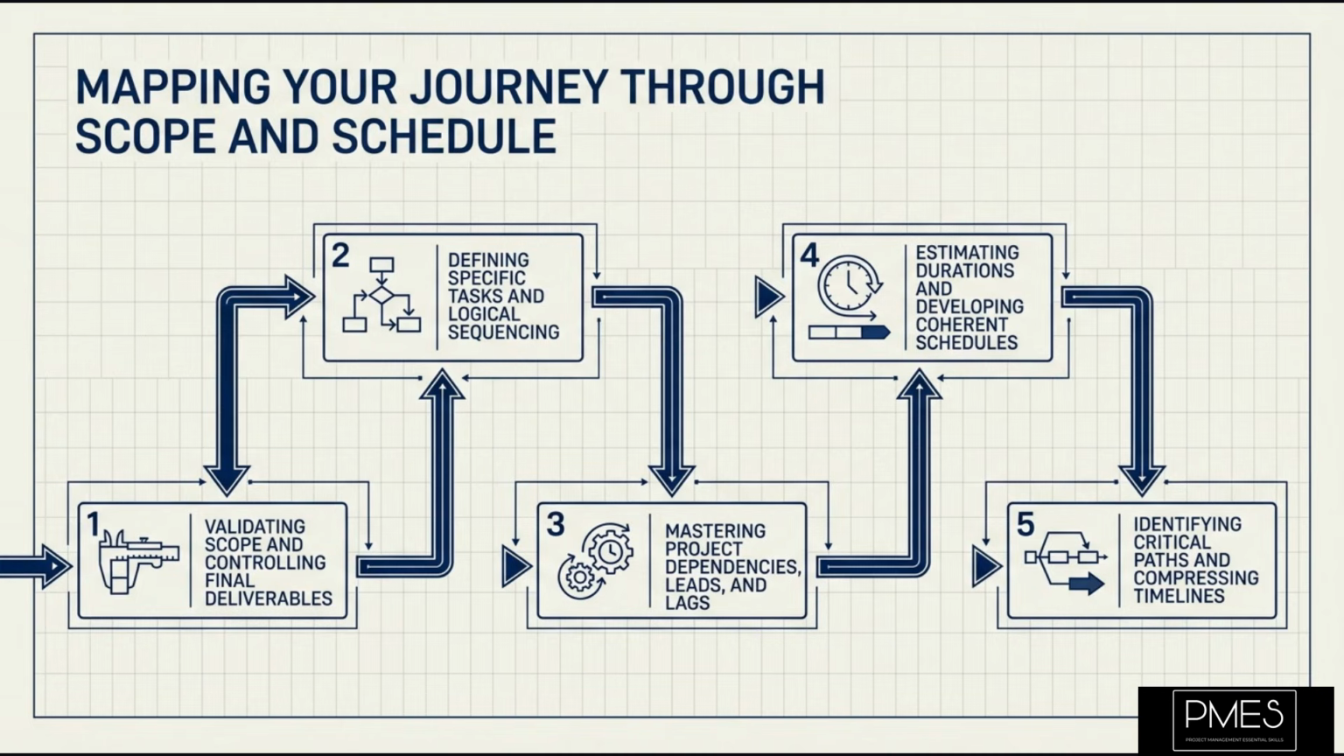A common error with the RTM is treating it as a static document created once and then forgotten. That is a huge mistake. The RTM must be actively maintained throughout the project lifecycle. Without it, you lose visibility into whether all requirements are being met, making scope validation and control incredibly difficult. The RTM is your audit trail for requirements.